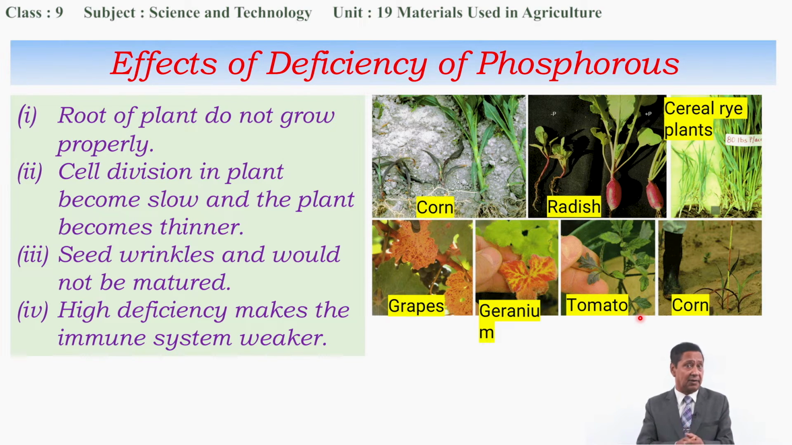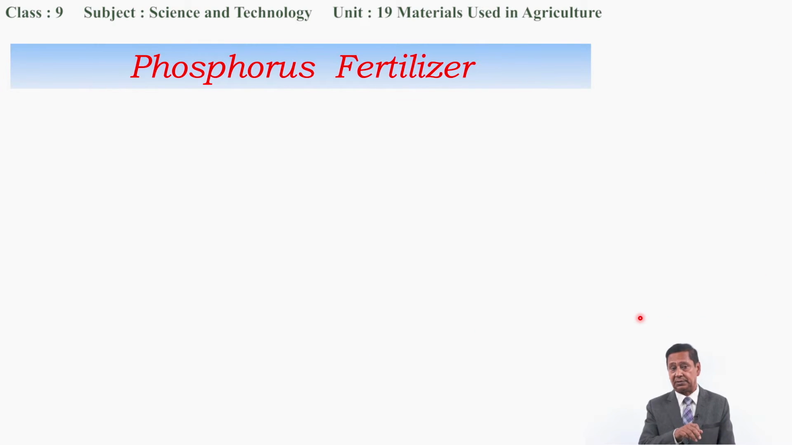Okay, now how do we supply phosphorus to the plant? By using chemical fertilizer. What are these chemical fertilizer which supplies phosphorus? Phosphorus fertilizer. There are many, but few of them which are very important and largely used in field.